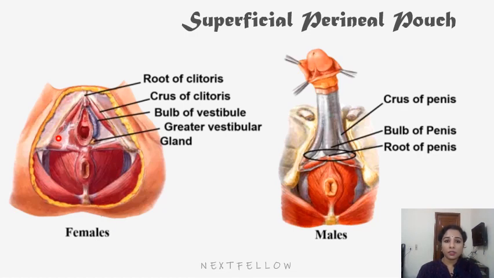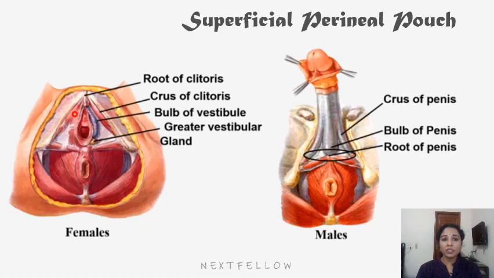So the contents are, we can see the bulb of penis, root of penis, and crus of penis. Here the root of clitoris, crus of clitoris, and bulb of vestibule, and also greater vestibular glands. So these are the contents of the superficial perineal pouch.